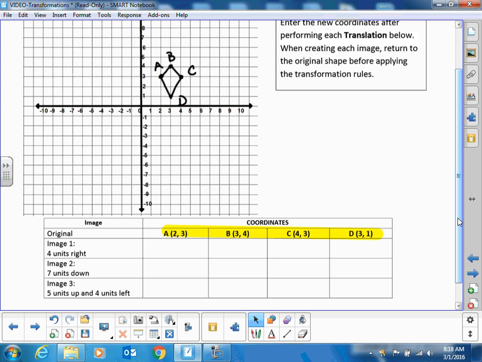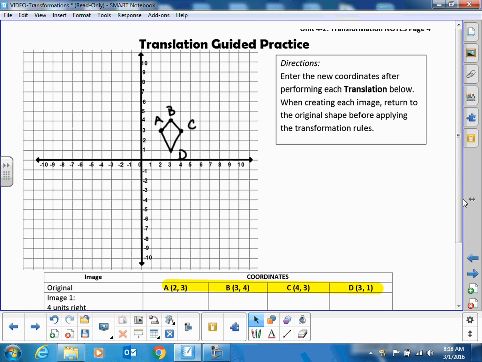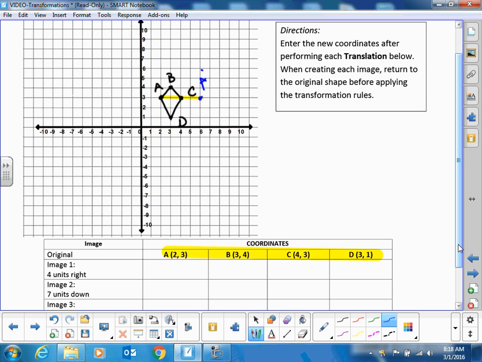And our first one says 4 units right. So that we're only moving it one time, just 4 units right. So let's take A and move it 4 units right. 1, 2, 3, 4. So A, use a different color so you can see. This is now A prime right there. And we're going to rewrite what the new point is.